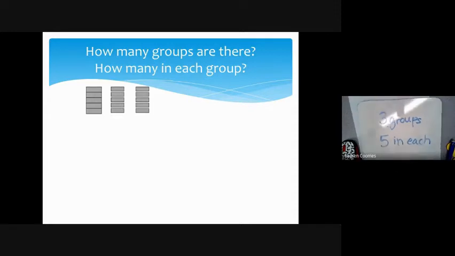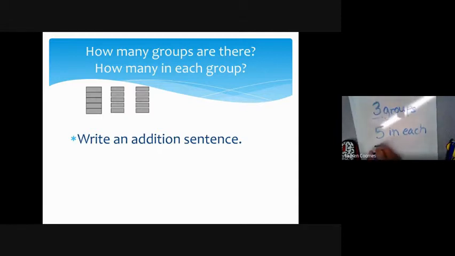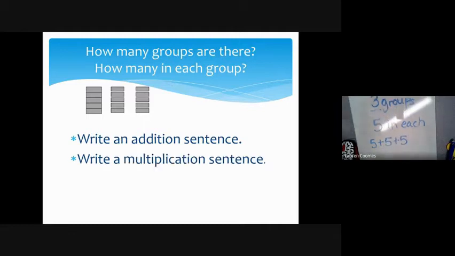Okay, so the way I would write this, an addition sentence, I would write 5 plus 5 plus 5. Okay, and then a multiplication sentence, I have to put the first number is the number of groups. The second number is the number in each. Okay, so I would put 3 times 5. Everybody get this?